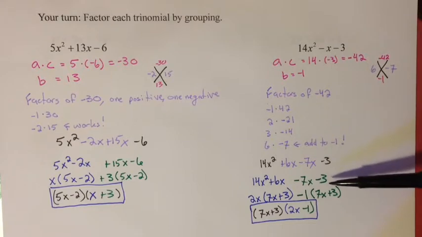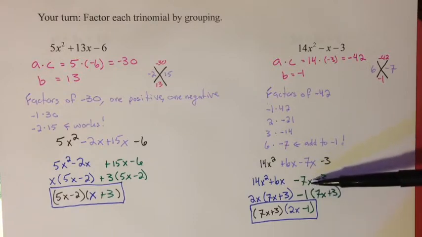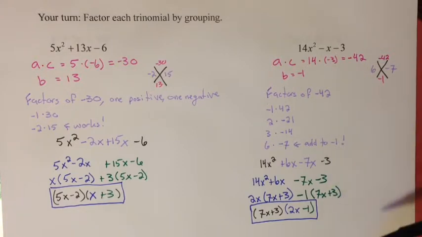For my second two terms, they're both negative. So a good tip here is to always pull out the negative if your term at the beginning is negative. So I pull out negative 1, which leaves me with 7x plus 3. Now both of my pieces have a 7x plus 3, and when I take that out, I'm left with a 2x from the first term and a negative 1 from the second.